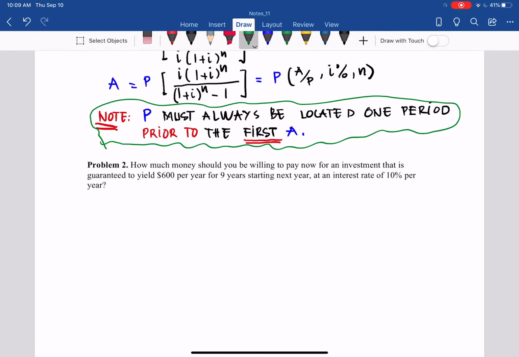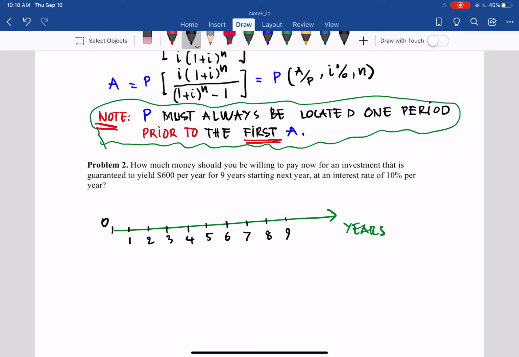How much money should you be willing to pay now for an investment that is guaranteed to yield 600 per year for 9 years, starting next year, at an interest rate of 10% per year? We can draw the diagram very simply. The time scale is years for 9 years, so it will be 0, 1, 2, 3, 4, 5, 6, 7, 8, 9. And how much money should you be willing to pay now? So P is the unknown.